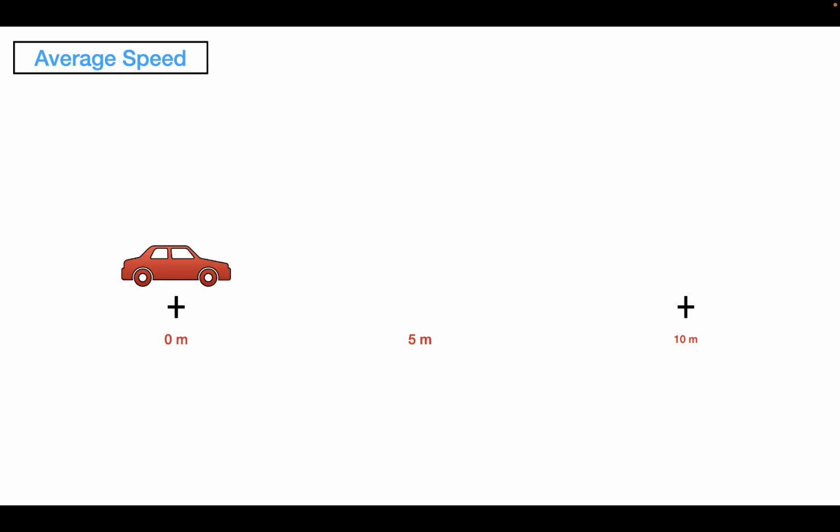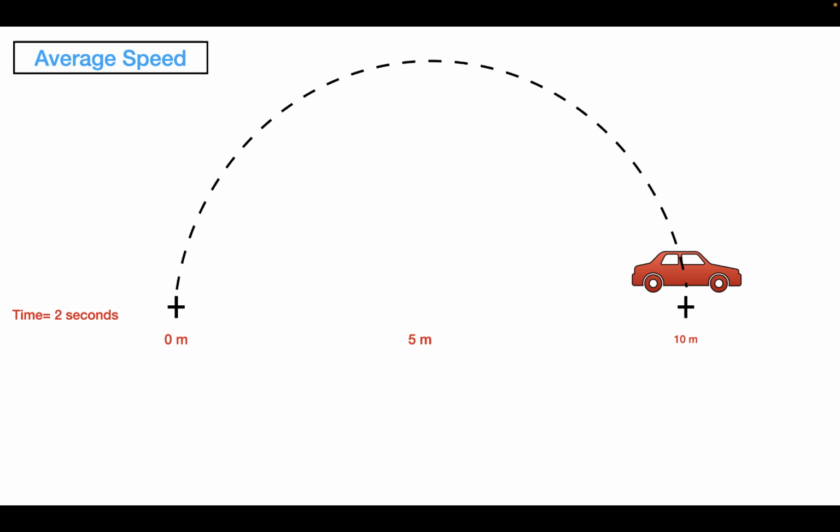So now let's change things up a bit. So let's just say that this car moves from the 0 meter mark to the 10 meter mark in a half circle motion, and it does so over the course of 2 seconds. So if we were to map this car's movement, what we would see is something like this, and this circle has a radius of around 5 meters. So what was the car's average speed? Did it change from the original average speed?